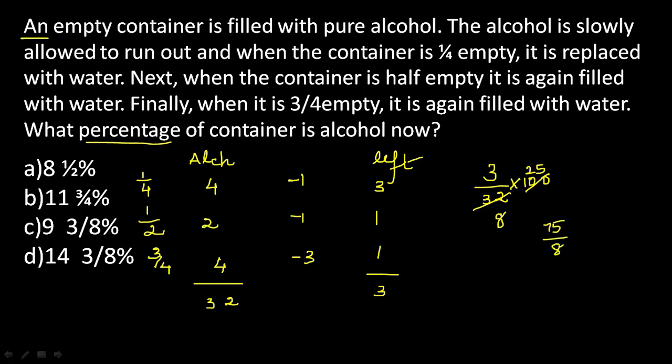The options they have given are in mixed fractions, so you have to convert this value into a mixed fraction. So what we'll be getting is 9. Here 75, 9 8s are 72 and 3. So 9 3/8%.